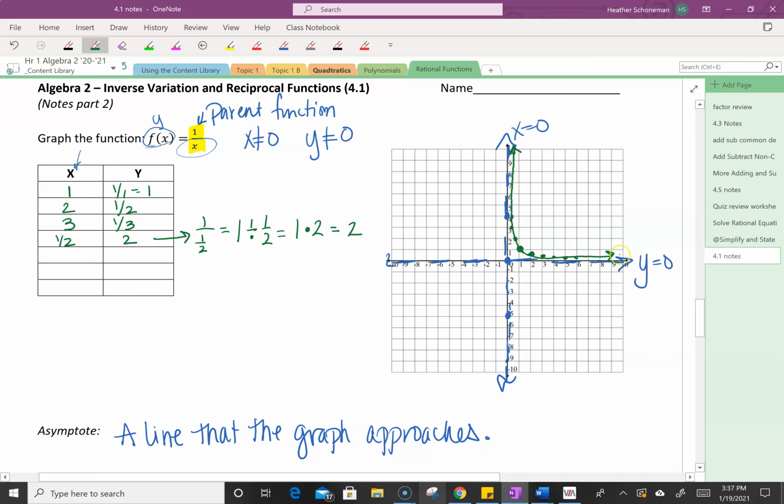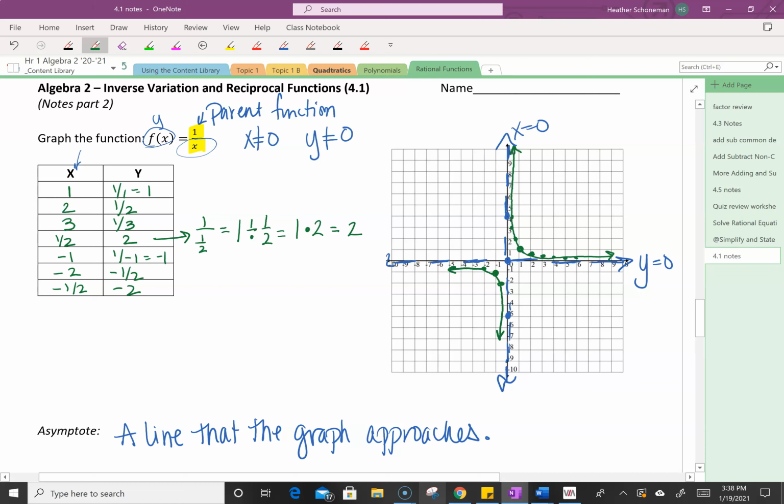Okay, so we understand what happens now if we put in positive values for x, but we don't understand what happens when we put in negative values. So I'm going to start by putting in -1. Well, that's 1 over -1, which is just -1. So I've got (-1, -1). The same thing is going to happen when I plug in -2. I'm going to get -1/2. And when I plug in -1/2, I'm going to get -2. So it's still my same values. It's just going to be negative. So now my graph looks like this.